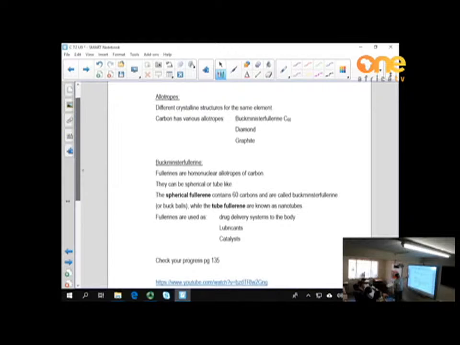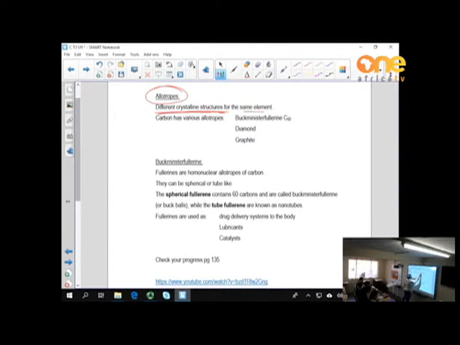Now, the next term that we have to have a look at is something called an allotrope. Nice new definition. Have you done allotropes before? Nope, you've not. So allotropes, they are different crystalline structures for the same element. And a very, very well-known example is diamond and graphite. They are both made out of carbon, but we get 2 different crystalline forms.